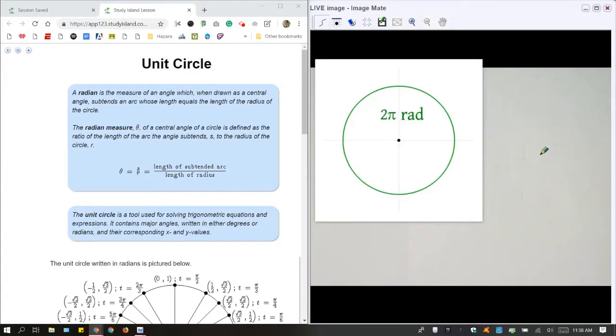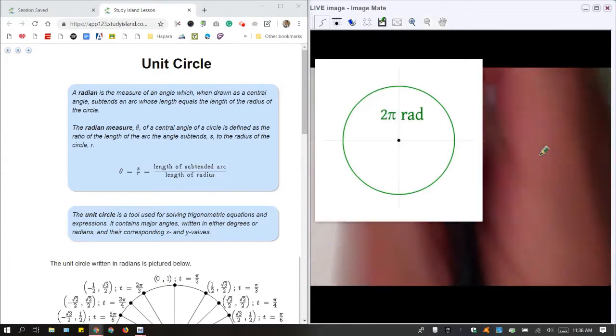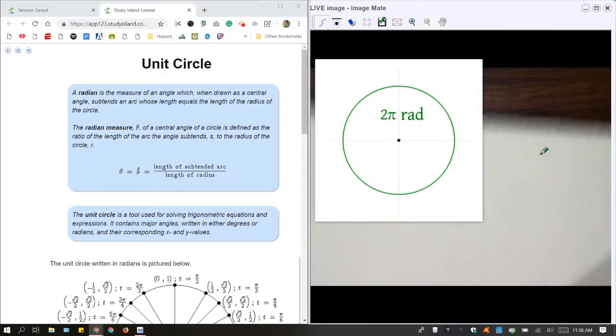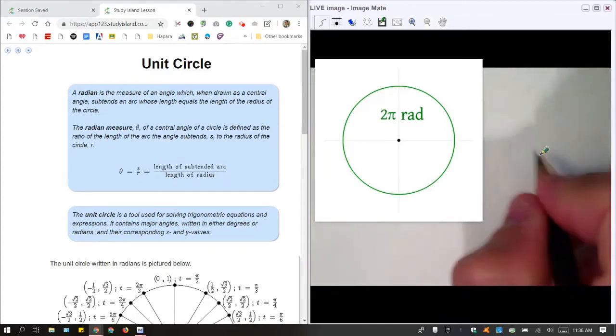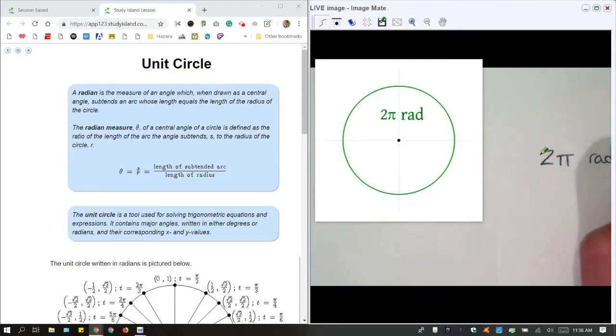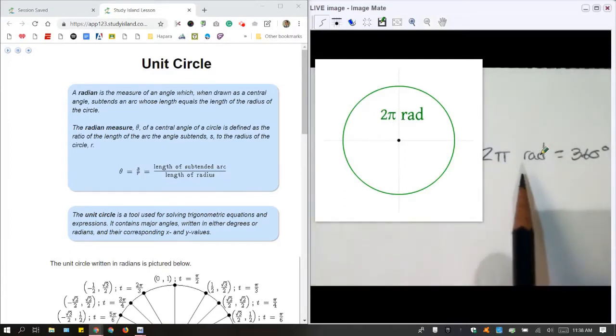And according to this animation, a full circle is 2 pi radians. So what you've got is that 2 pi radians has got to be equal to 360 degrees. Now, where did 2 pi radians come from? Why is that? Why is it true? Why is it that half a circle is pi radians?